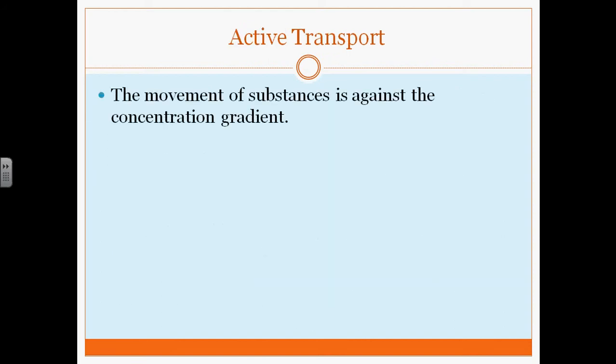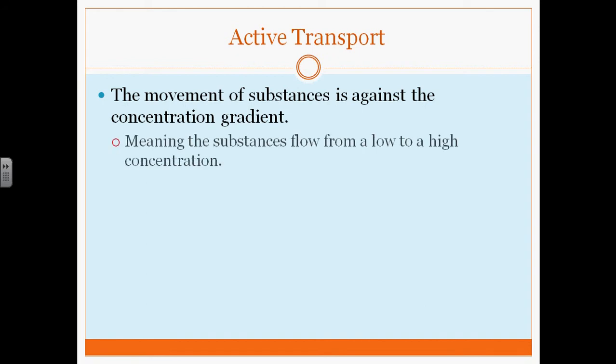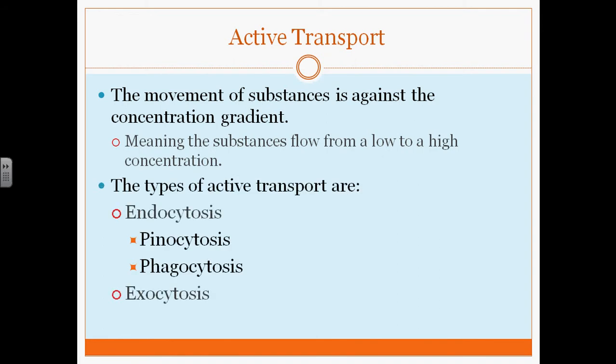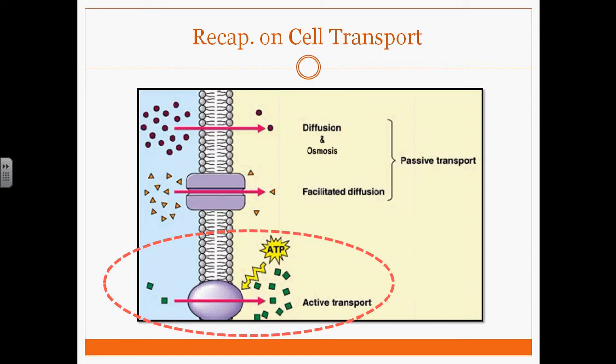All right, so as we said, active transport is the movement of substances against a concentration gradient. So substances flow from a low to a high concentration. The types, as we said, there's endocytosis, and there are two main types of endocytosis. One is called pinocytosis, one is called phagocytosis. Pino refers to liquid, phago refers to food, and then of course exocytosis.